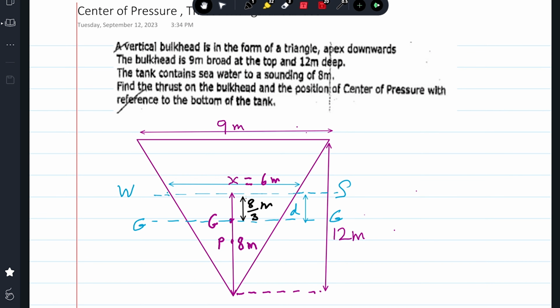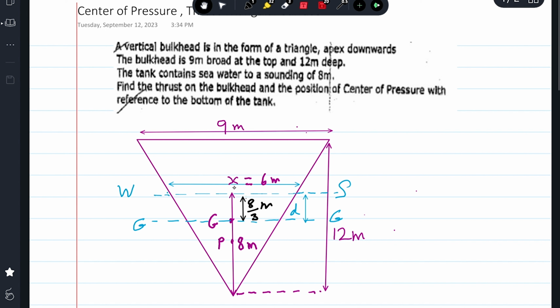Everyone, this is the last question in the series of the various MMD question types I picked up. And this is about the triangular bulkhead with apex downward.